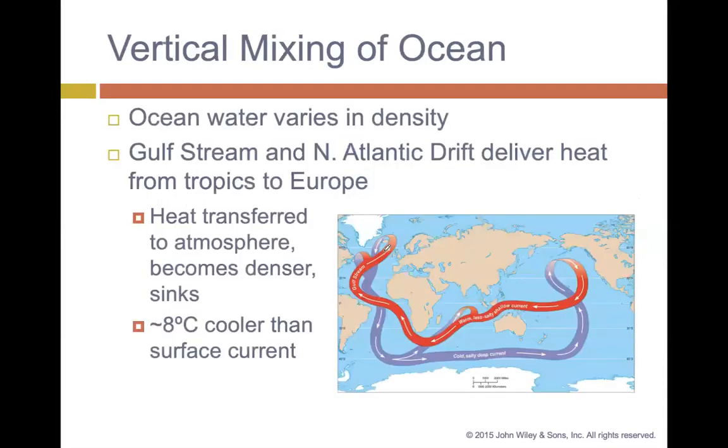We have vertical mixing of oceans, where ocean water varies in density. The Gulf Stream and the North Atlantic Drift deliver heat from the tropics to Europe. Heat is then transferred to the atmosphere. The water becomes denser, it sinks, and then it's about 8 degrees Celsius cooler than the surface current.